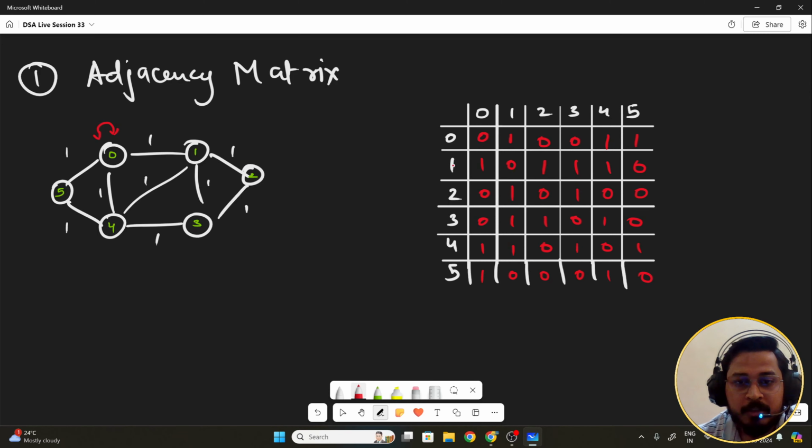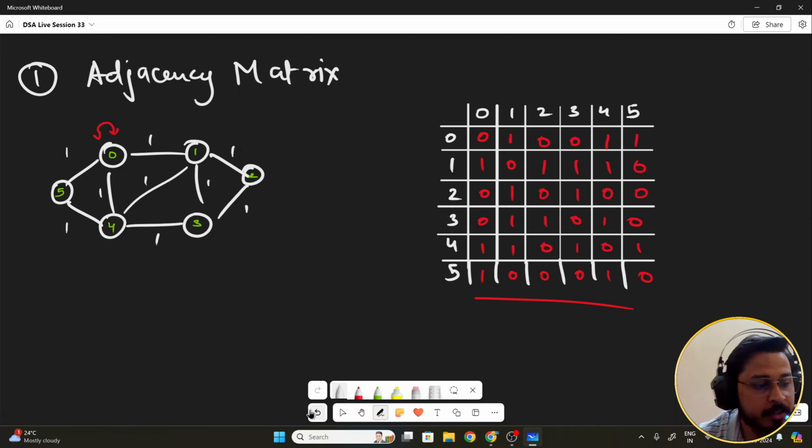0. Okay, this is going to be your, guys, this is going to be your adjacency matrix. This is the adjacency matrix representation of the graph.